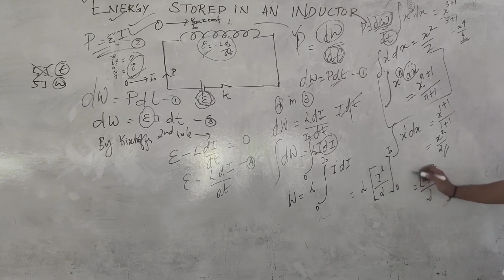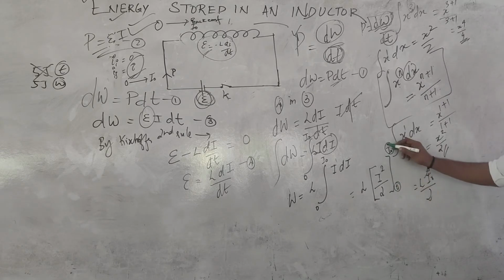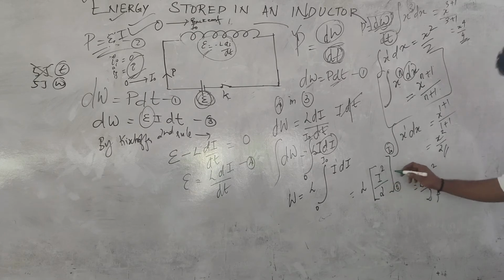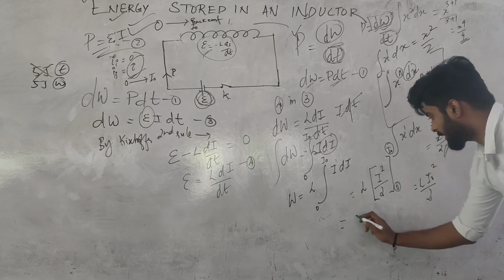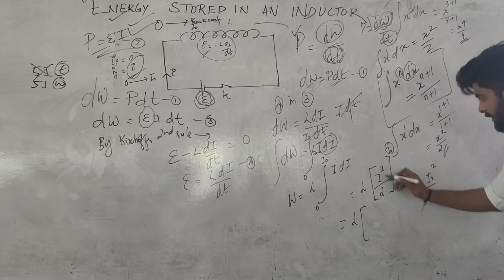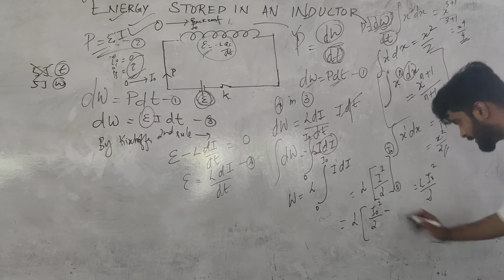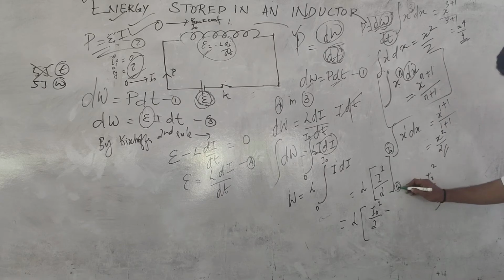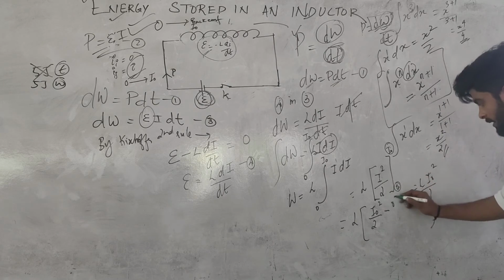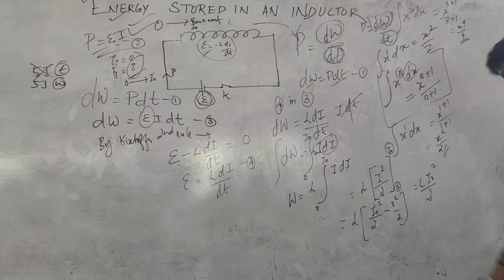It is upper limit minus lower limit, right? This is how you do. This is your lower limit, this is your upper limit. So upper limit minus lower limit. So you can write like this, L into, when the upper limit is put into I, it becomes I naught square by 2 minus, what is the lower limit? 0. 0 in the place of I. So it becomes 0 square by 2. What is 0 square by 2? It's 0. So you are left with I0 square by 2. So L into I0 square by 2 will be your work done by the inductor.